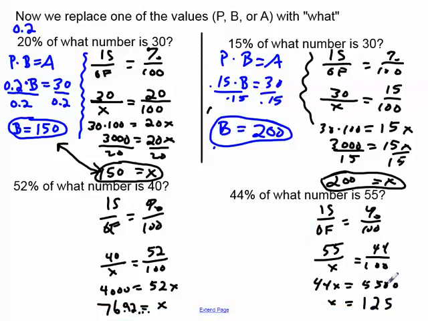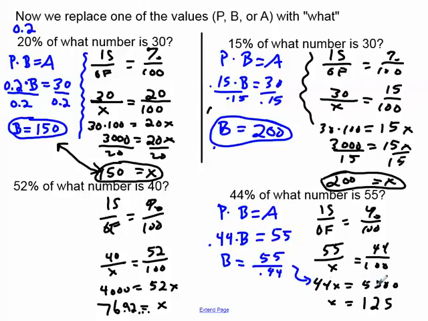Just for fun, I'm going to set this one up over here as PBA. P times B equals A. P is 0.44 in this equation, times B, the unknown base, is 55. B equals 55 divided by 0.44, which looks very similar to dividing 5,500 by 44. Pulling out the calculator, 55 divided by 0.44 equals, again, 125. Same answer, different setup. Base is 125. And there's a couple of examples.